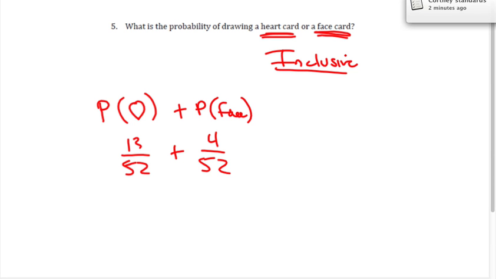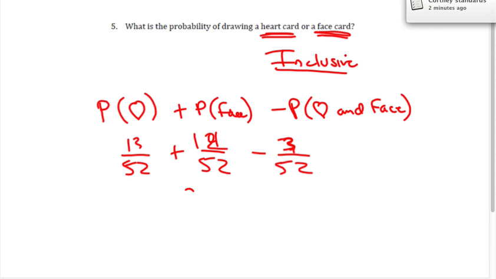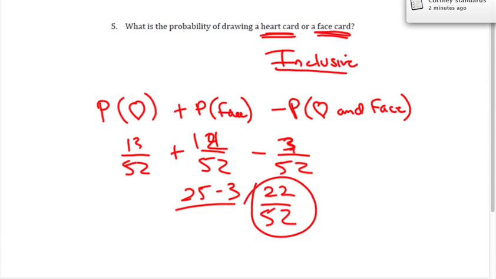What I need to do is subtract what was counted twice. So face cards, there's 12 face cards. So there's going to be 3 face cards that are also hearts. So 25 minus 3, 22 out of 52, which simplified would be 11 out of 26.